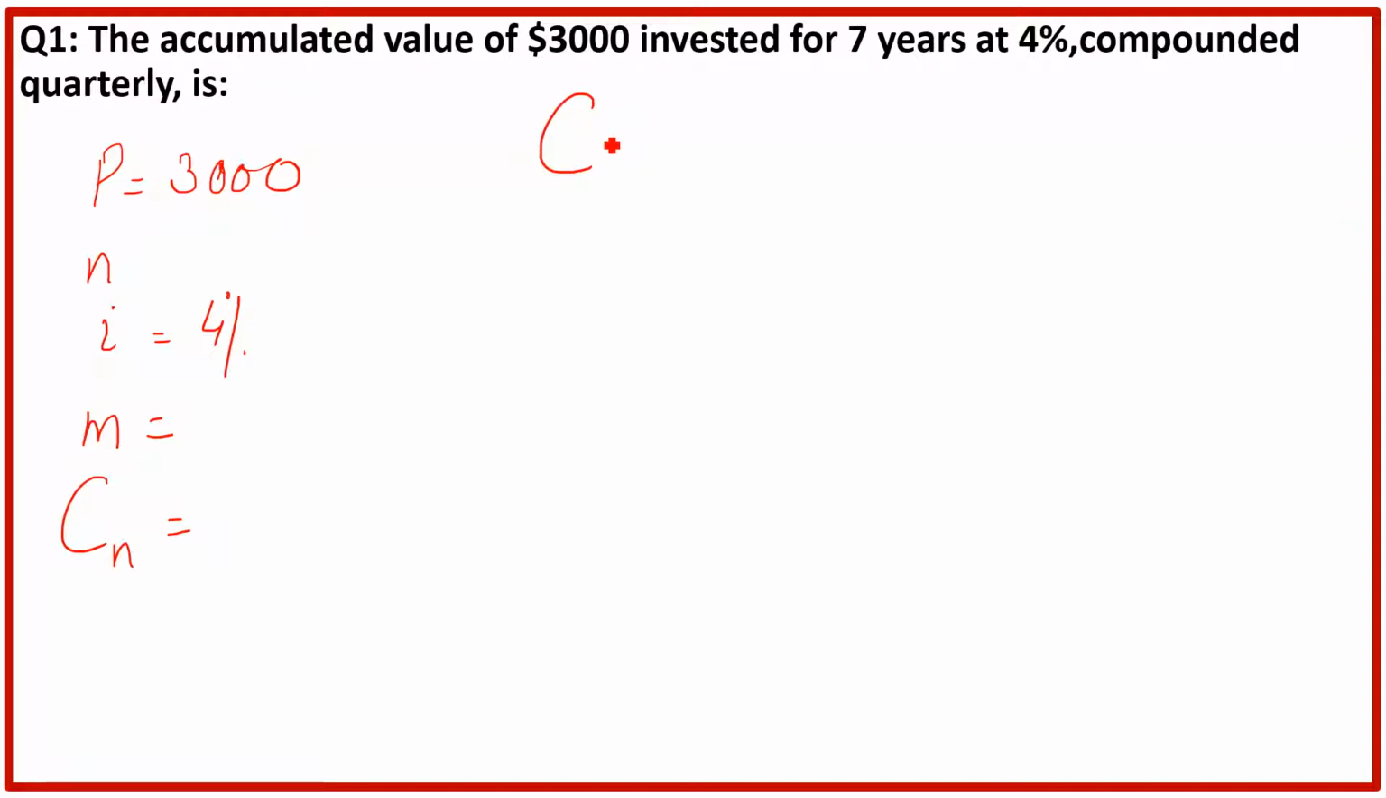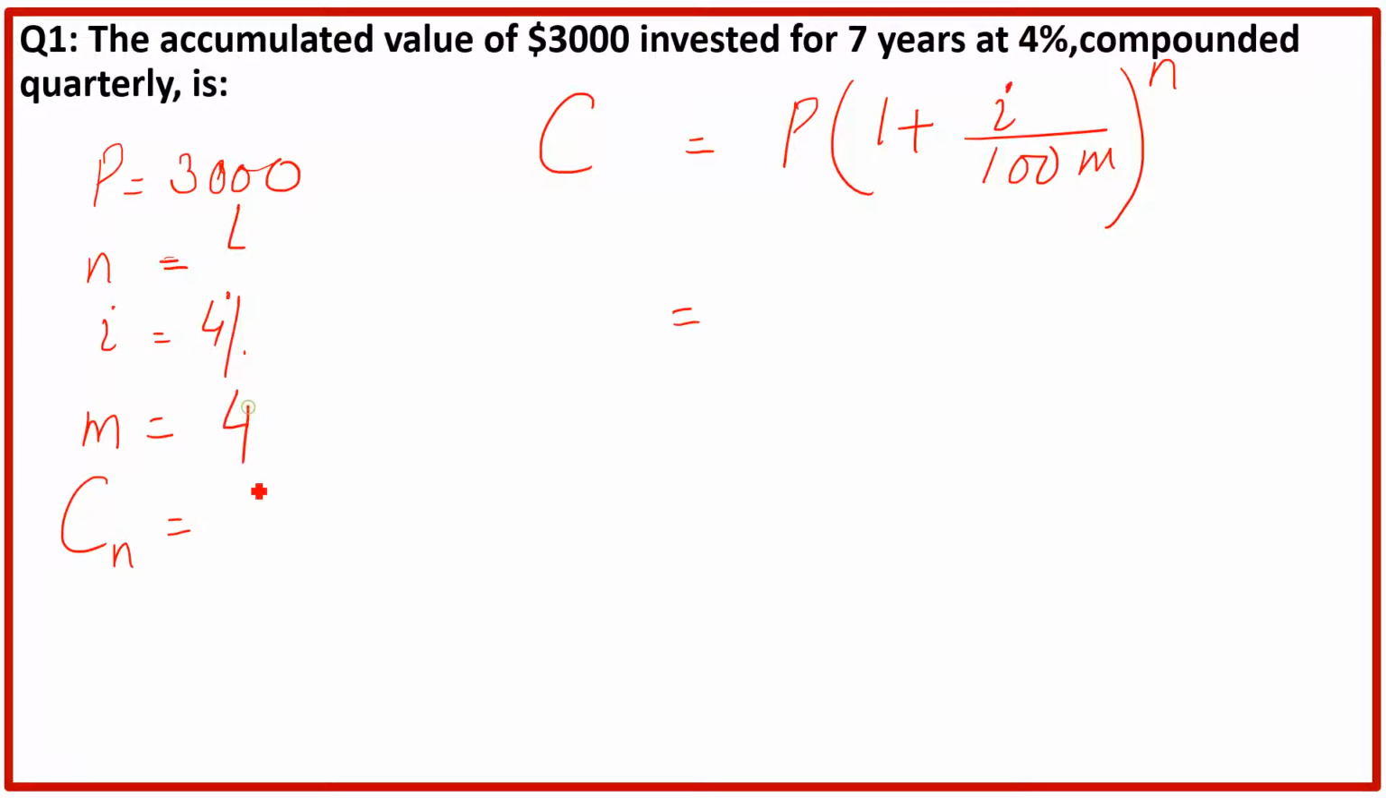So here I will write down the formula. C is equal to P into 1 plus I divided by 100 into M whole raised to power n. As I have told you that first of all we have to determine what we have to write down here instead of M. Now on the basis of M, we can write down n. So here it says 7 years compounded quarterly. So there are 4 quarters in a year. So M is equal to 4.